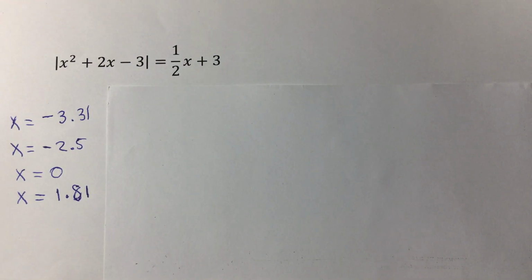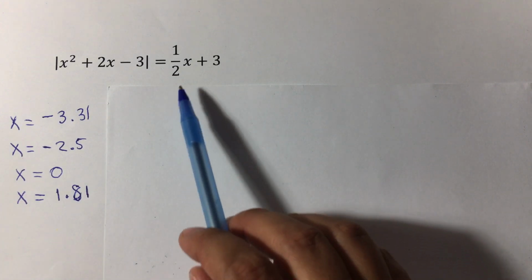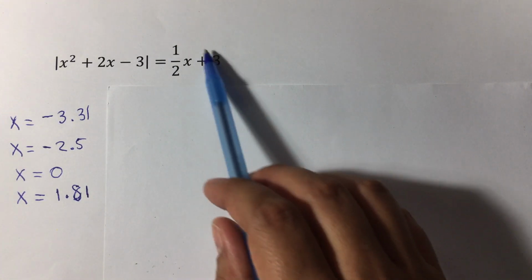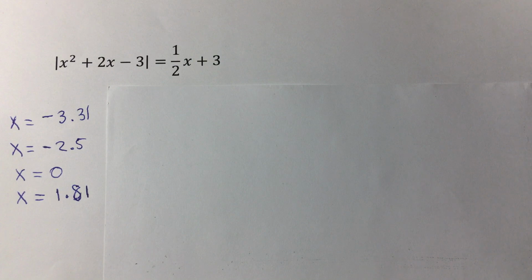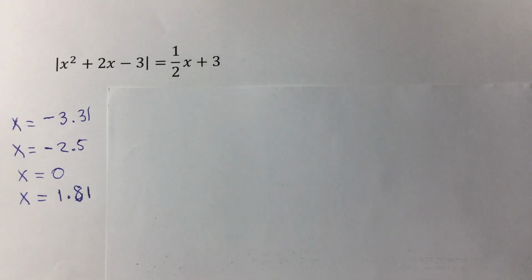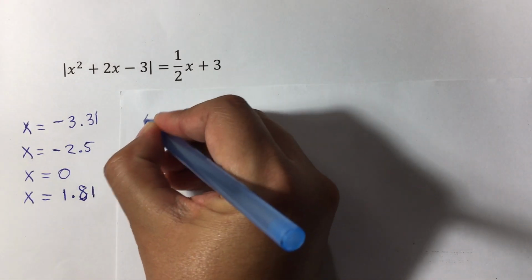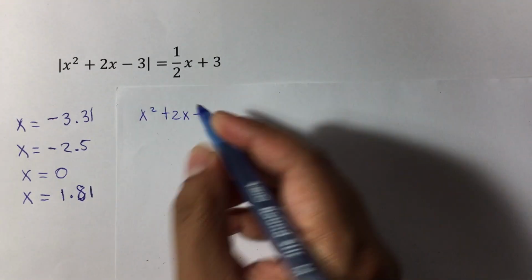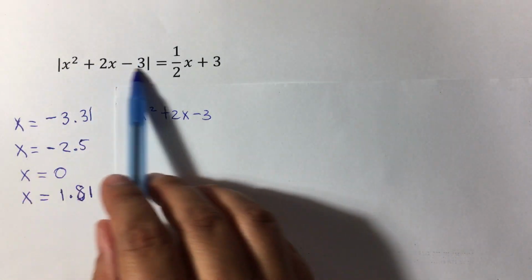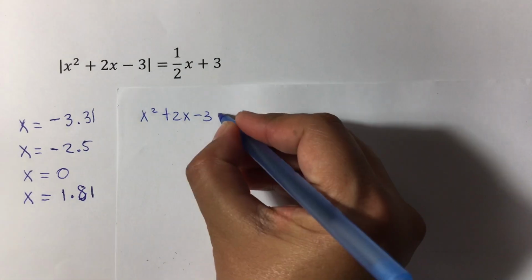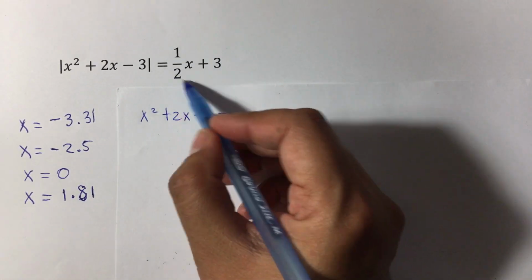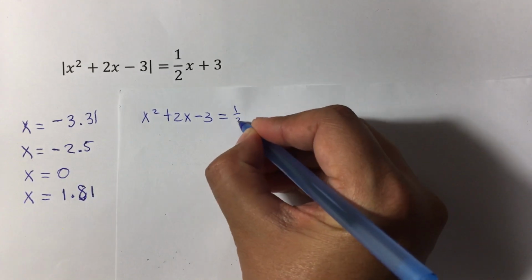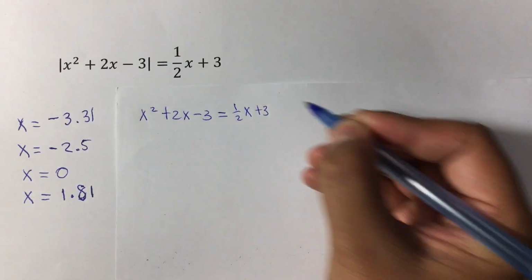For now, since we've been working in the previous lessons with absolute value, what we've been changing to negative is this part for the second time. That's fine. So let's see. We're going to have x squared plus 2x minus 3. Remember that whenever you have absolute value, get that inside of the absolute value equal to exactly the way it is in here, 1/2 x plus 3.